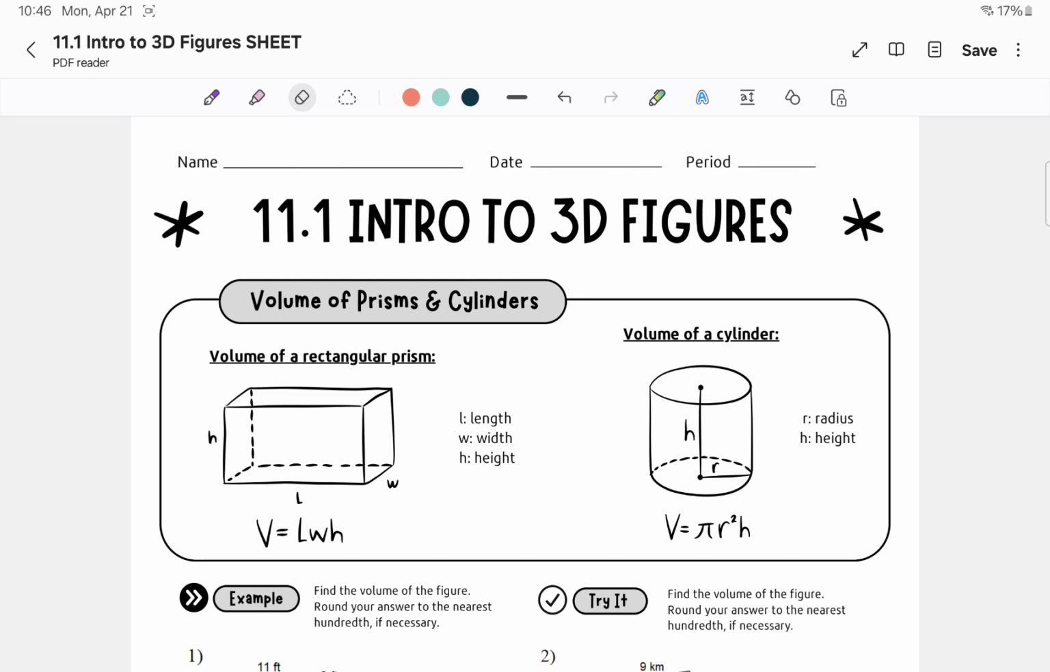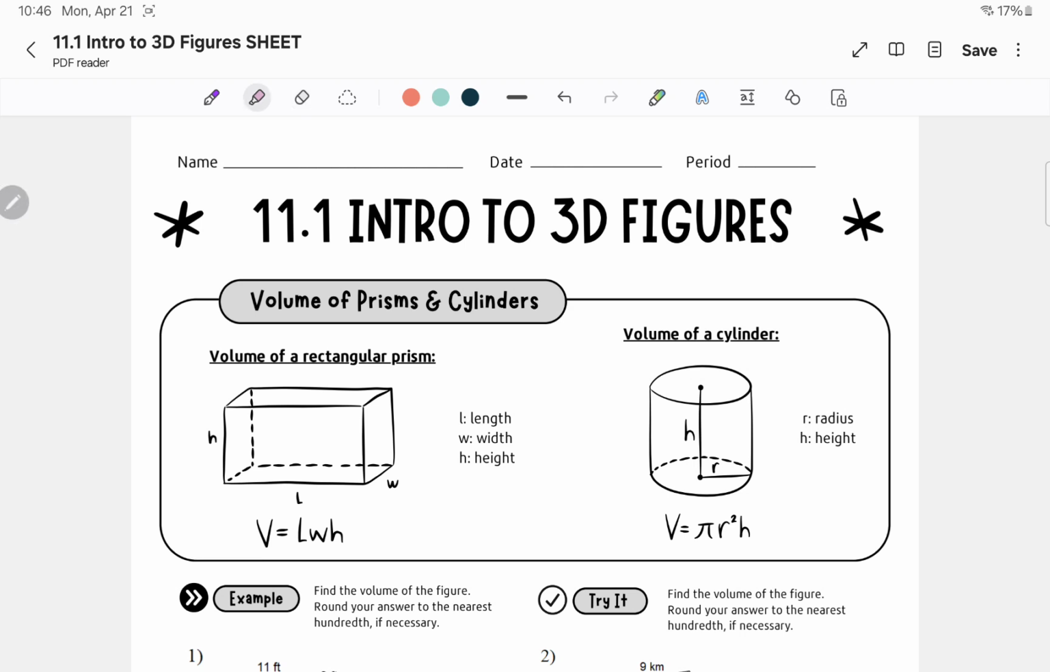This is our last lesson of the year actually, because after this we're going to do a project. And so before we do the project though, we need to know how to find the volume of three-dimensional figures. So that's what we're going to look at today. And actually just what are those three-dimensional figures?